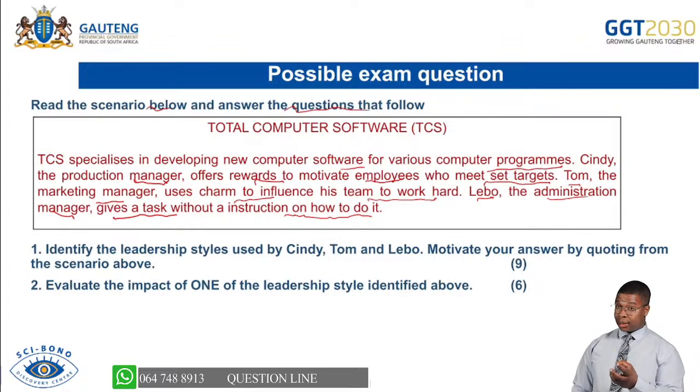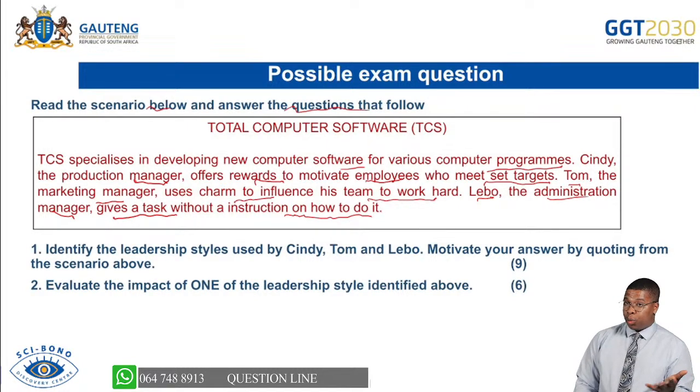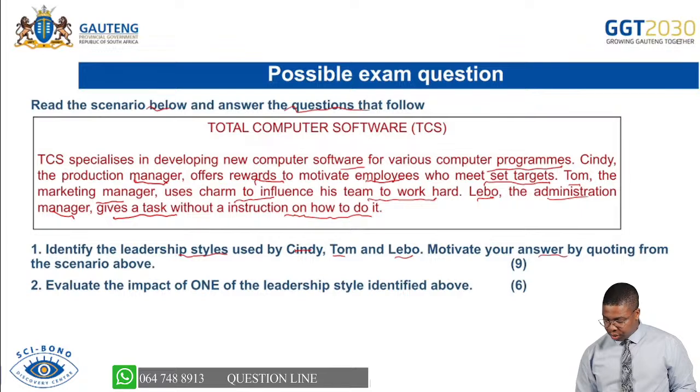Why? Because they are trusted. Two, because these employees might have experience. So already you're thinking about a particular leadership style there. Which leadership style talks about giving employees power to make decisions on their own without giving them instruction? It's clear. We spoke about it as laissez-faire. So the question now says identify the leadership styles used by Cindy, Tom, and Lebu. Motivate your answer by quoting from the scenario for 9 marks.